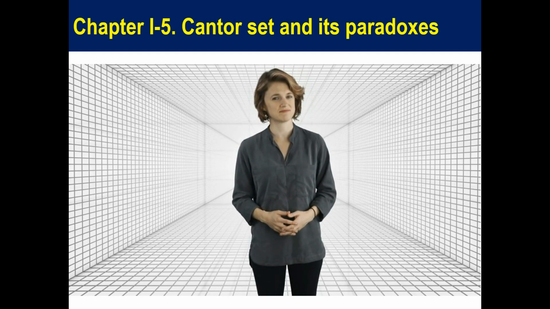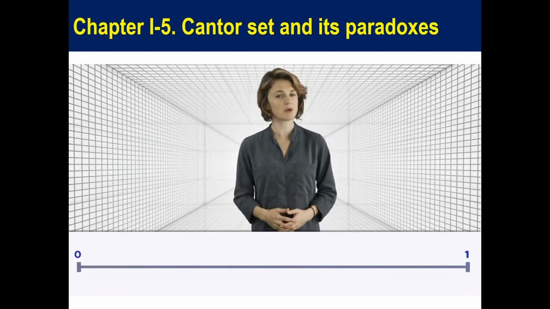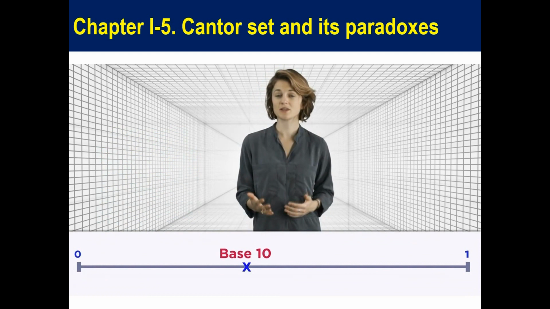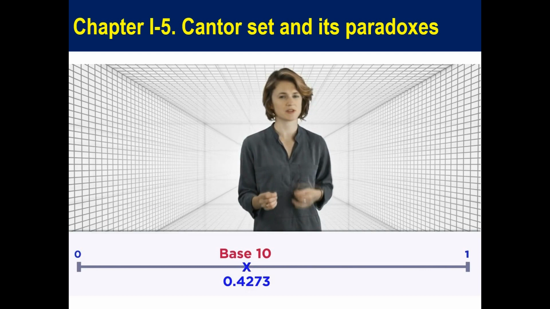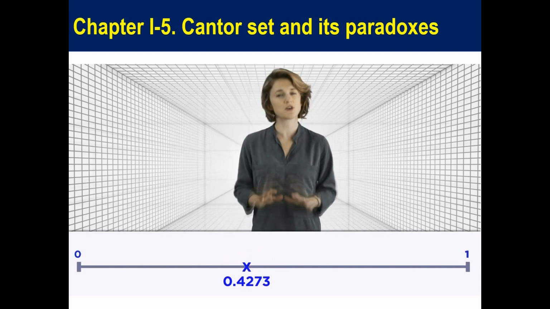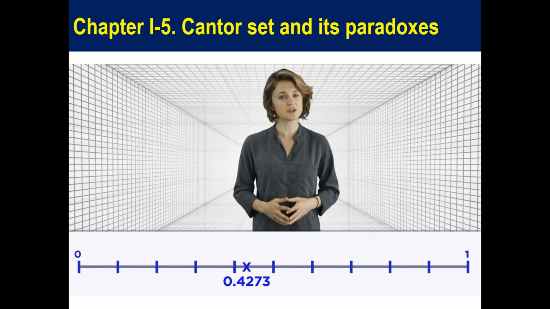For this construction, we'll have to use base 3 numbers. Pick a point between 0 and 1 and mark it with an X. In base 10, we'd label this point 0.4273, which means it has 4 tenths plus 2 hundredths plus 7 thousandths plus 3 ten-thousandths. It's also a recipe for how to zoom in on it. Divide the interval into 10 pieces, then look at the part between the 4th and the 5th mark, between 4 tenths and 5 tenths.